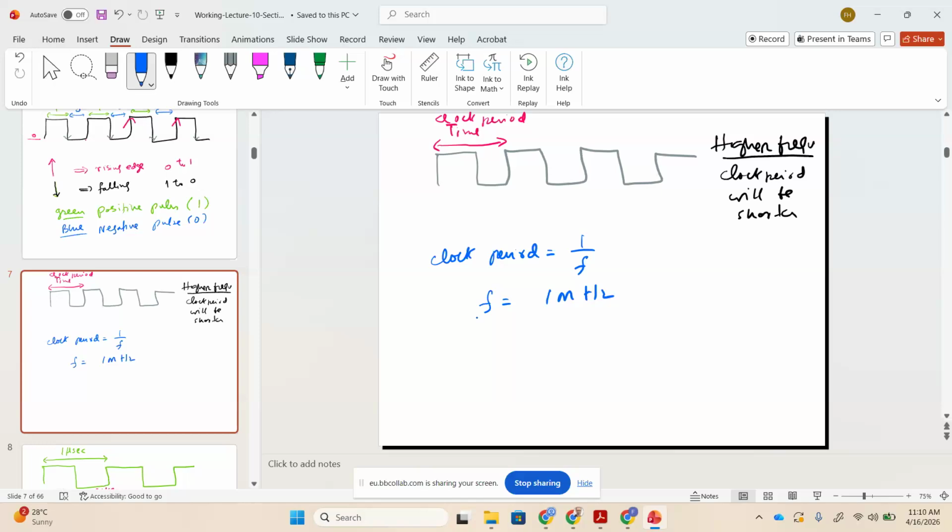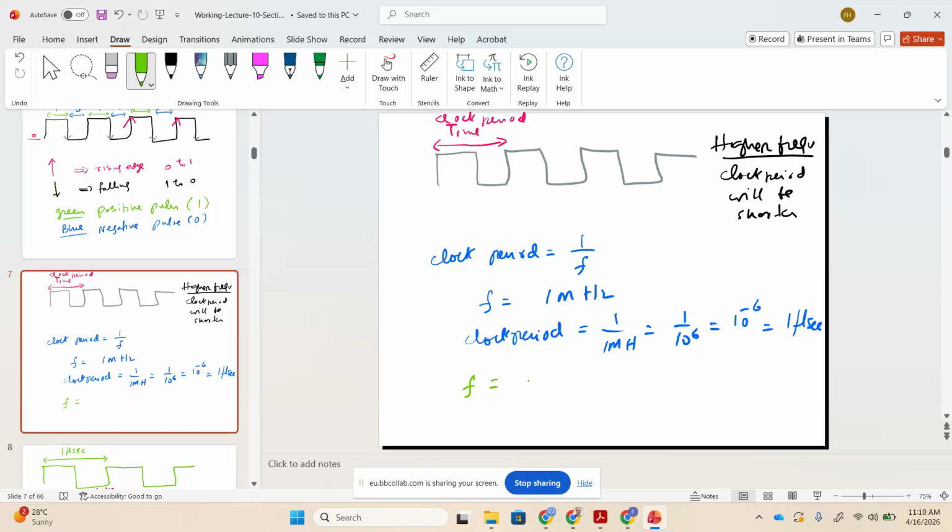So how can we calculate the clock period? The clock period is equal to 1 divided by 1 megahertz. This is actually 1 divided by 10 to the power 6, which is 10 to the power minus 6, and 10 to the power minus 6 is equal to 1 microsecond. Got it? Let's assume we have a different clock frequency.